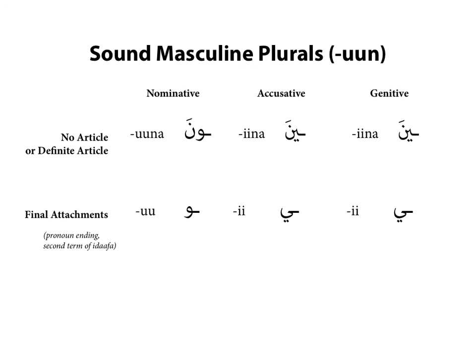So if there is either a definite article or no article, you get una for nominative and ina for accusative and genitive. If there is a final attachment, like a pronoun ending or second term of idafa, you get "u" for nominative, "e" for accusative, and "e" for genitive, which is really the same with the noon dropped. And so the idea is when you have a final attachment, you drop the noon.